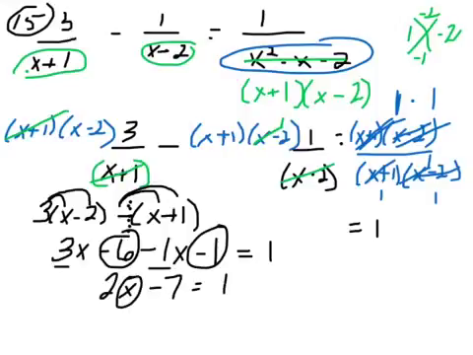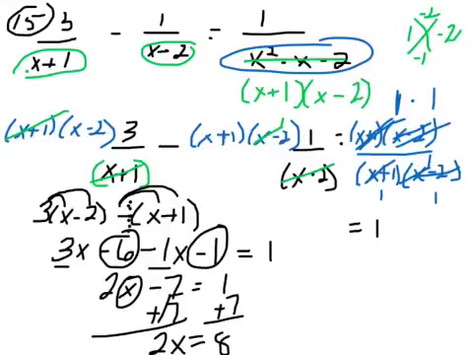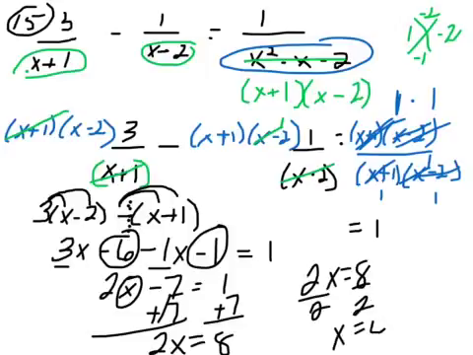Now to get x by itself, remember we're going to add the 7 first, and then we'll divide by 2. We always divide last. We get 2x equals 8. And if we divide both sides by 2, we're going to get x equals 4.